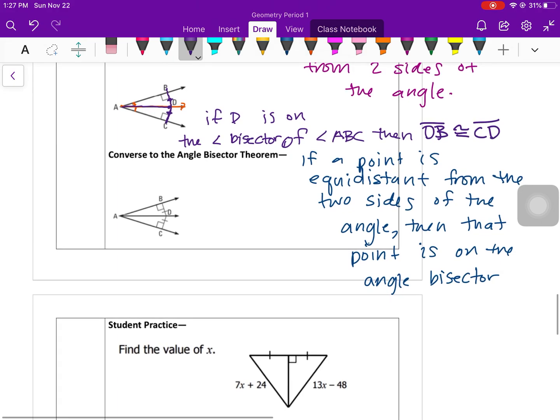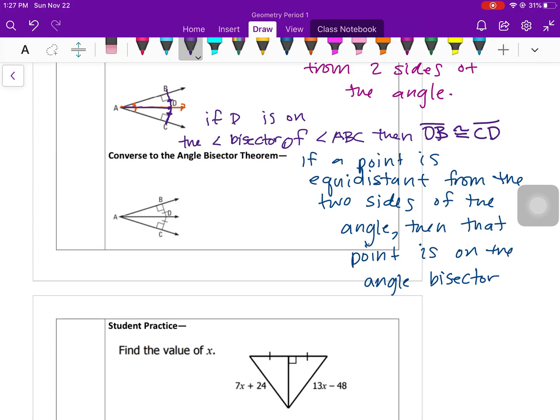The converse, we're just going to flip that around. Pause it quick if you haven't written this one down yet. And if you're back, it is: if a point is equidistant from the two sides of the angle, then the point is on the angle bisector. So if I'm given that BD is congruent to CD, then I know that point D is on the angle bisector.